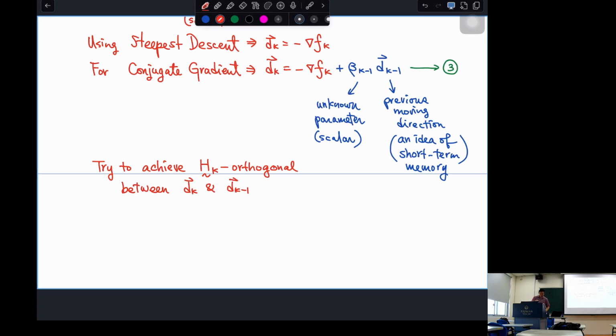Okay? So when we try to achieve that, something must be satisfied. By definition, dk dot hk dot dk minus 1 must be 0. So that's our goal. We want to achieve that. So we can call dk and dk minus 1 being hk orthogonal. Okay? So this is my equation 4.